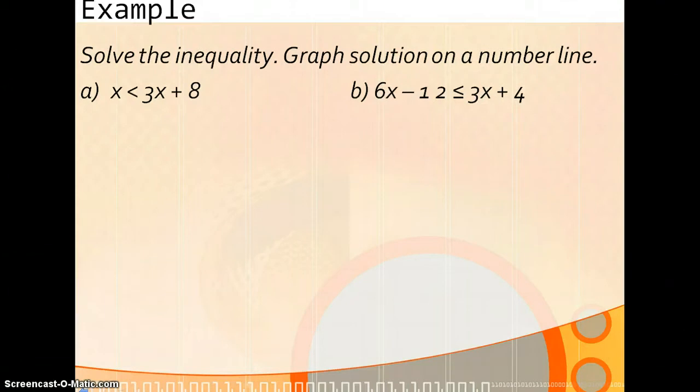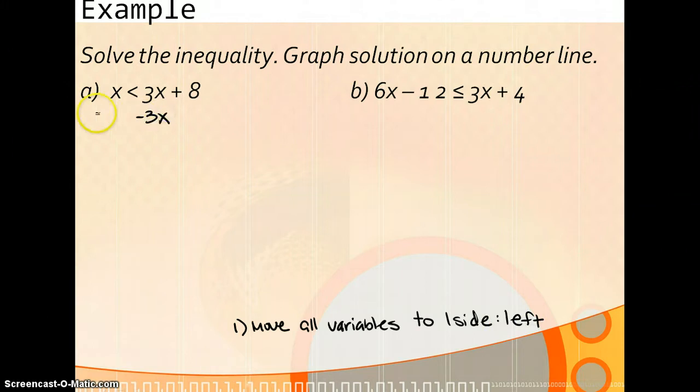A, x is less than 3x plus 8. So when dealing with variables on both sides, you need to make sure that you move your variables to one side. So the very first thing that you want to do is move all variables to one side. Specifically, you want to move them to the left. So in the first example, that would mean you would subtract 3x from both sides.